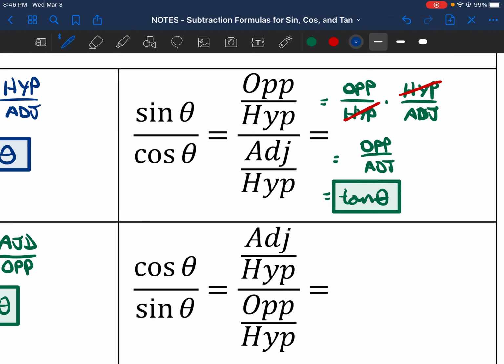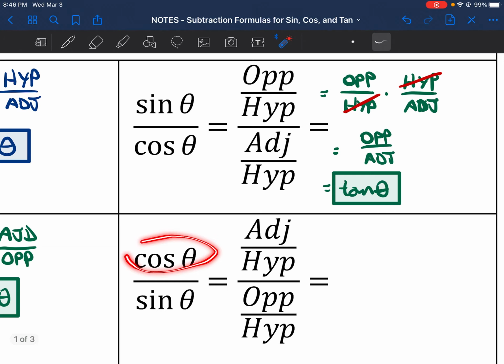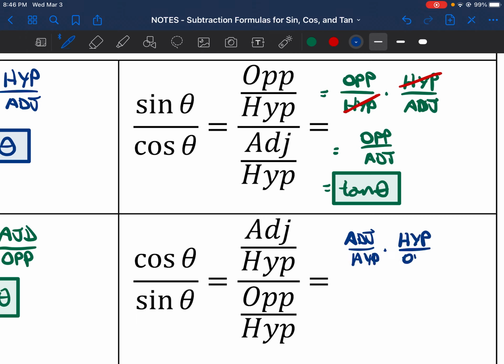Okay. And then last one, let's go ahead and verify that cosine of an angle divided by the sine of an angle is going to give us the cotangent. Again, in a very similar way, let's do keep change flip. So we know that cosine is adjacent over hypotenuse. We know sine is opposite over hypotenuse. So the adjacent over the hypotenuse times, let's do the flip now, the hypotenuse over the opposite. Notice the hypotenuse cancels in the top and the bottom. This is going to give us adjacent over opposite.